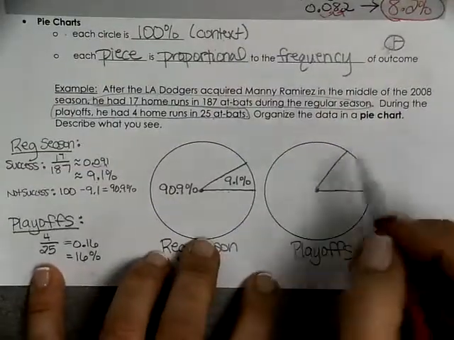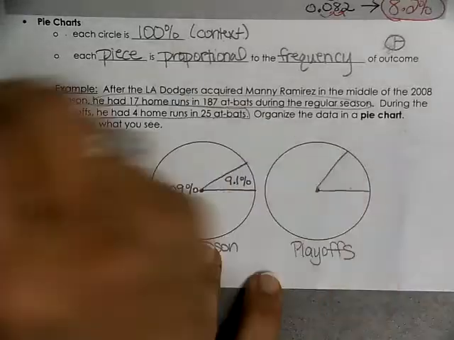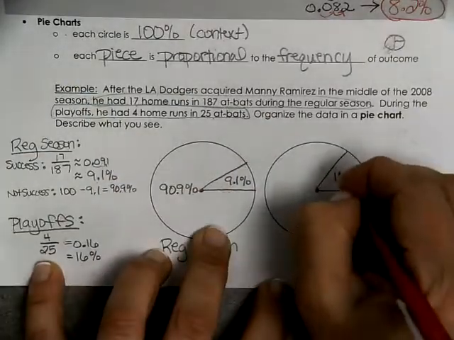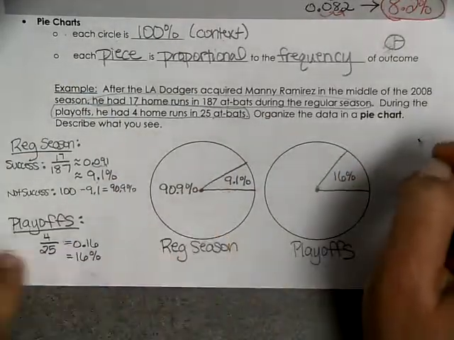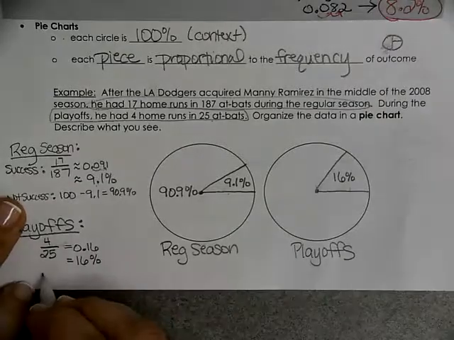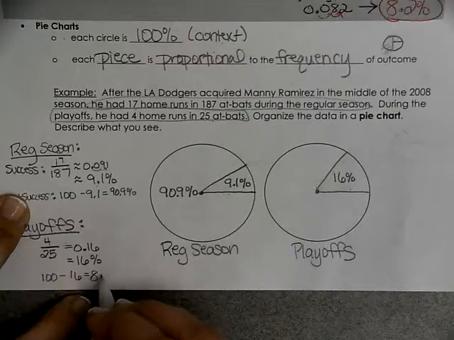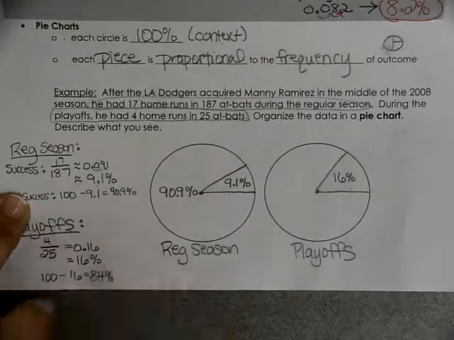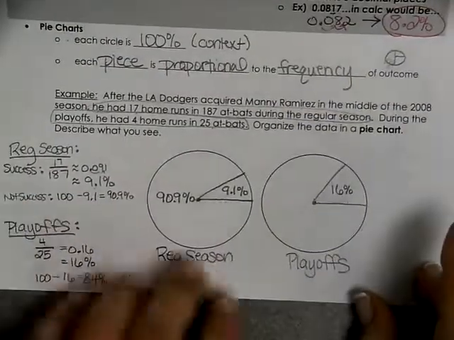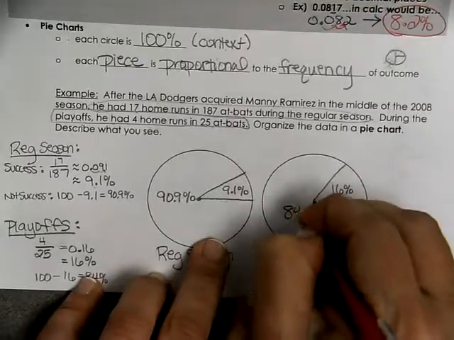Okay. Once again, we wouldn't know that this is 16% unless we label it. So let's label this 16%. And then let's take 100 minus 16% to find the other portion, which is going to be 84%.